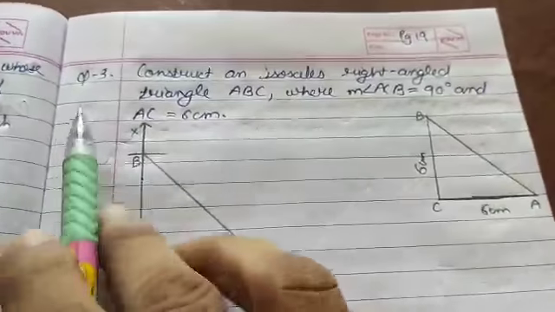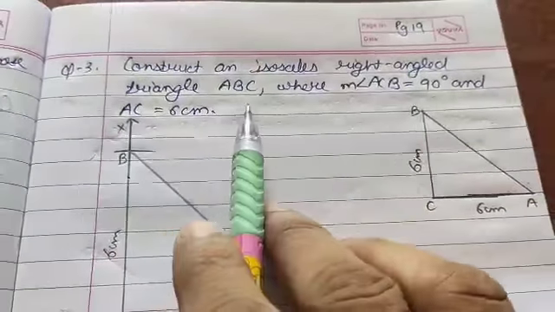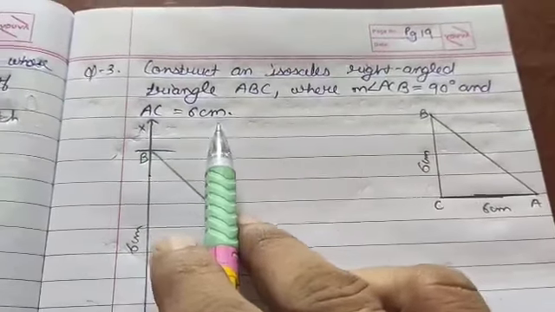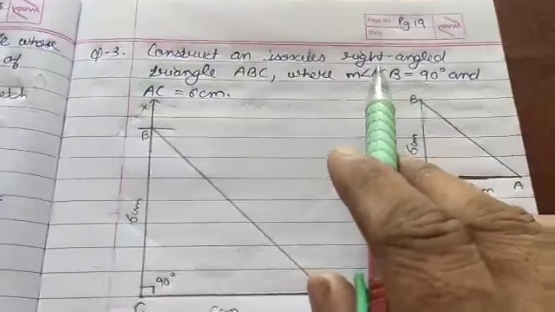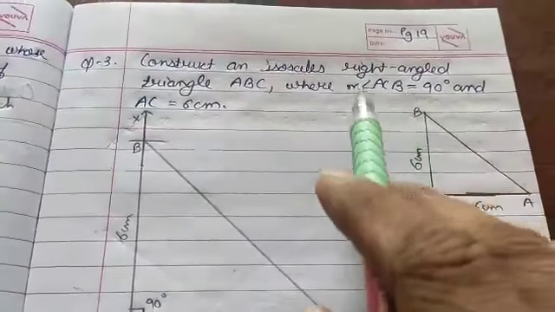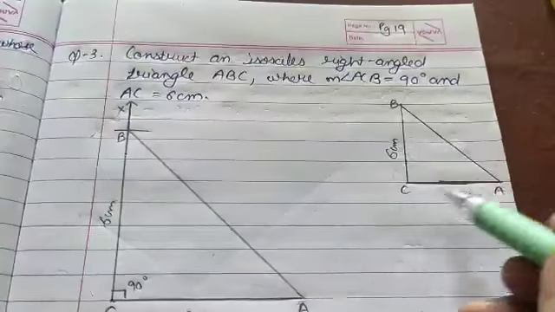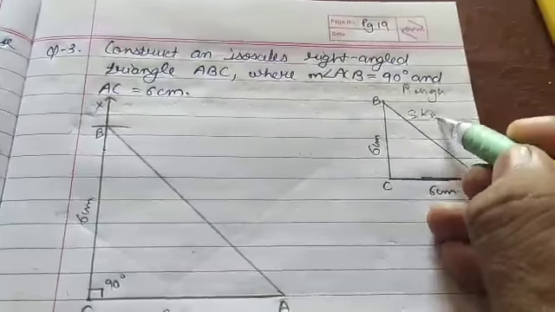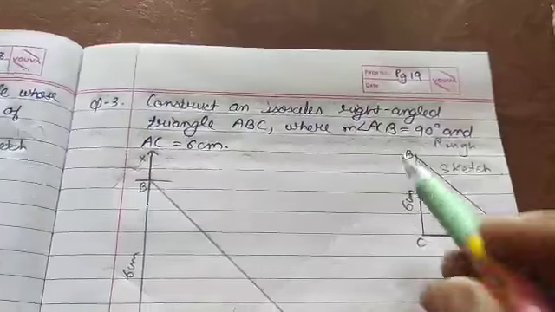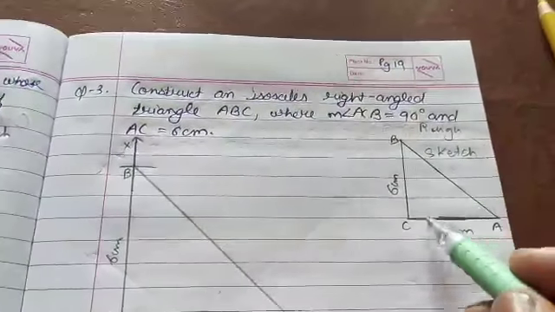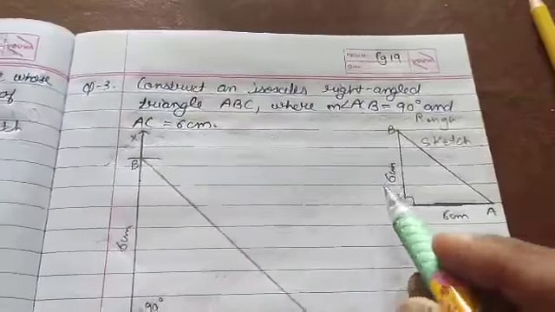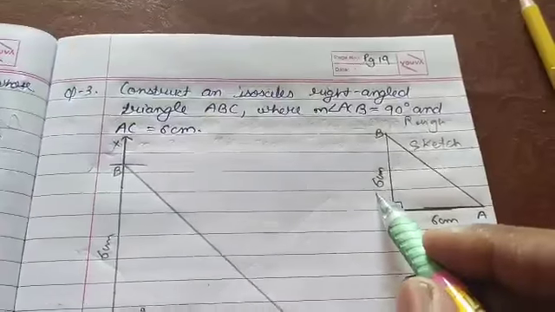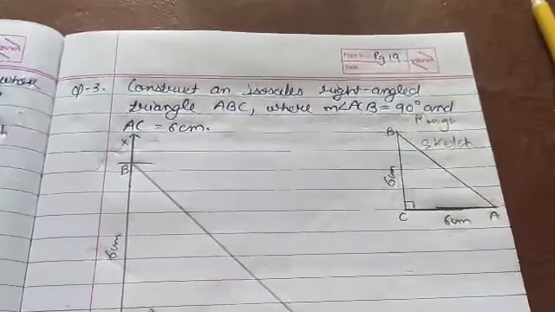Let us see sum number 3. Construct an isosceles right angle triangle ABC where angle ACB is 90 degree and AC equals 6 centimeter. Now dear student, isosceles triangle means whose lengths of two sides are equal, and we have to construct an isosceles right angle triangle. So draw one rough sketch, in which angle ACB, that is measure of angle C, is 90 degree and AC is 6 centimeter. So if AC is 6, this also will be 6 only, because the hypotenuse cannot be equal.